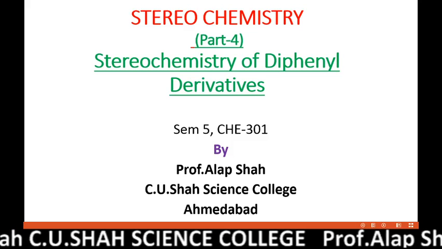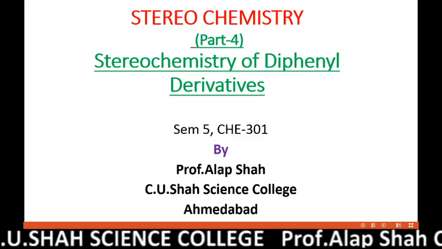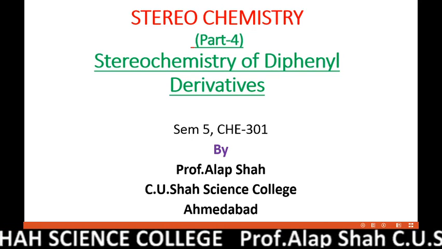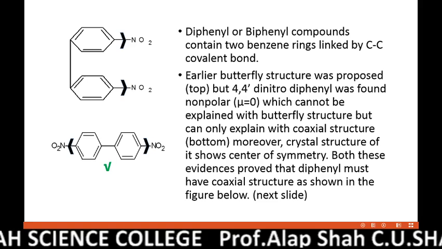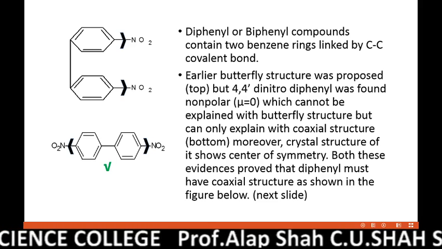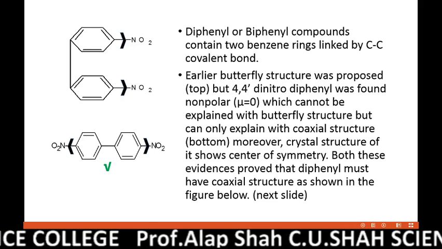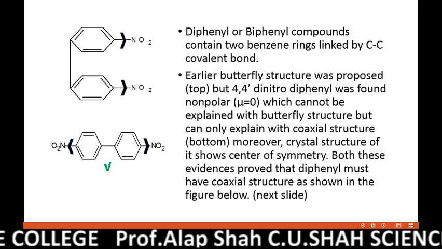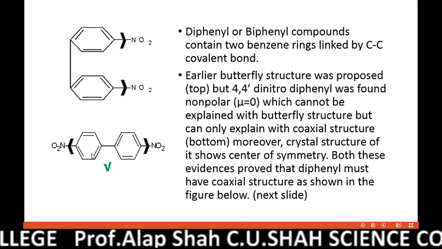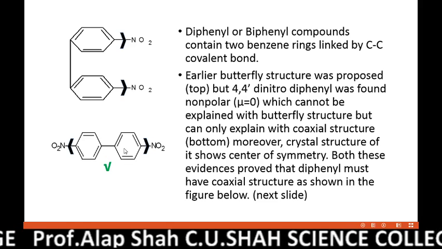Hello everyone. In this presentation, we will discuss the stereochemistry of diphenyl, also known as biphenyl derivatives. Diphenyl or biphenyl compounds, as the name suggests, contain two benzene rings linked by a carbon-carbon single covalent bond. Here you can see that both benzene rings are linked via a C-C single bond.